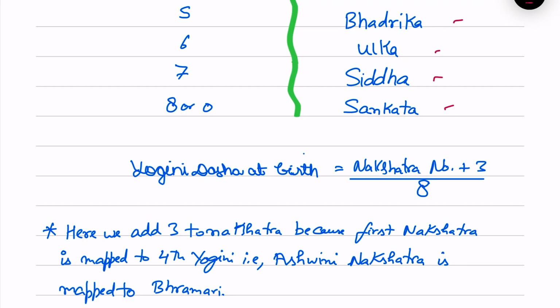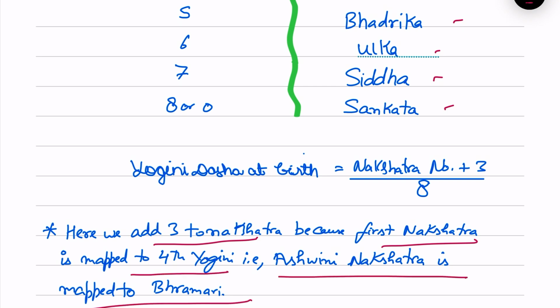Now let's learn the formula: nakshatra number plus 3, divided by 8. Whatever is the remainder, you will get that particular dasha. The reason for adding 3 is that the first nakshatra is mapped to the 4th Yogini. Ashwini nakshatra is mapped to Bhramari. That's why we are adding 3.